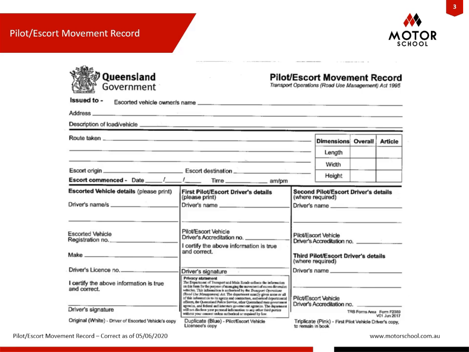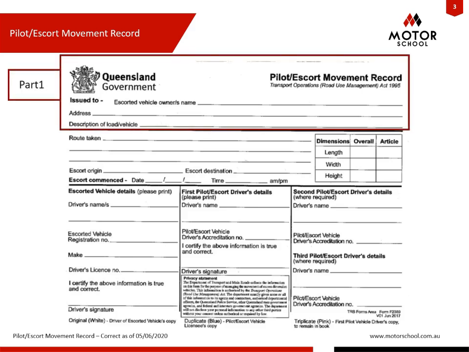We've broken this form into sections to help you complete it and understand why you're completing it and what you're doing. The first section, part 1, relates to the vehicle owner, their address, and the description of the load or vehicle. So it could be a transport company, the vehicle could be owned by a person, they will have a business address of some sort, and then we have the load or the vehicle. So it may be you're carrying a load on the back and a description of that, or it may be an overdimensional empty vehicle that you're escorting, in which case it may be a platform or similar.